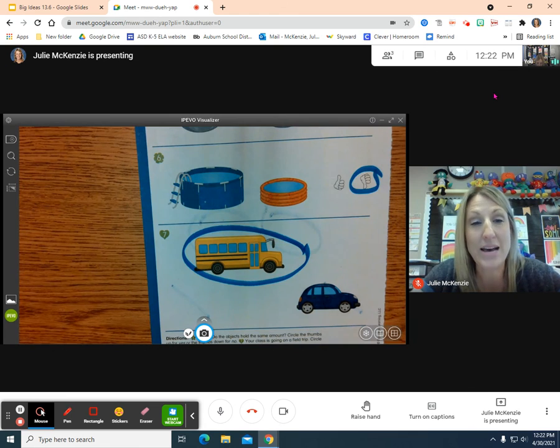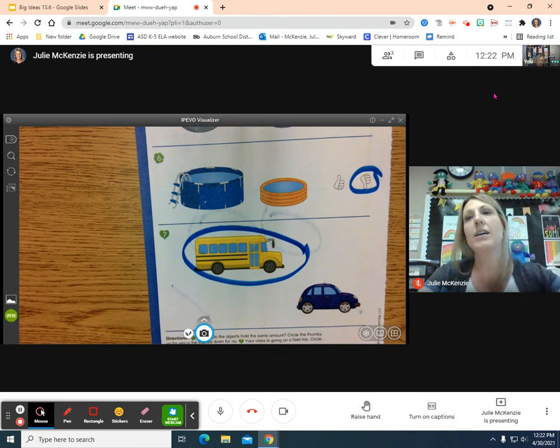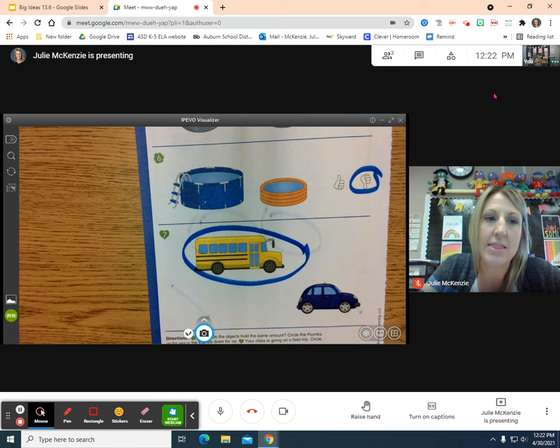It was the bus. The bus can fit so many people. The capacity on the bus is greater than the capacity in the car.